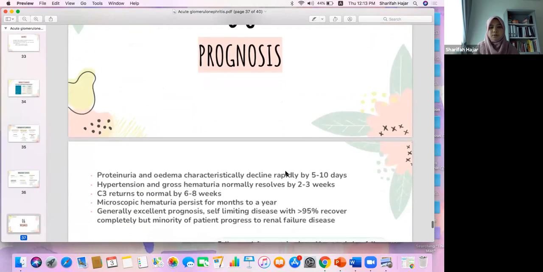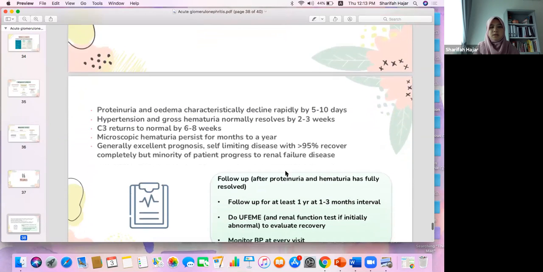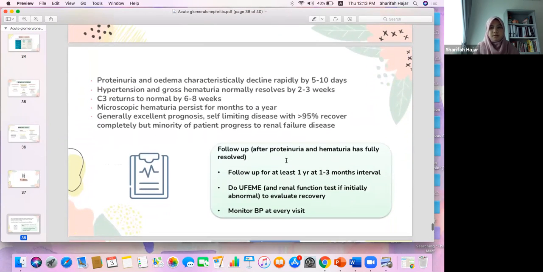Okay, so for prognosis, usually the proteinuria and edema will decline rapidly within 5 to 10 days, and the hypertension and gross hematuria normally resolve by 2 to 3 weeks, and C3 will return to normal. Microscopic hematuria can take months to a year, and generally it has excellent prognosis because it is a self-limiting disease with more than 95% recovering completely, and a minority of patients progress to renal failure.